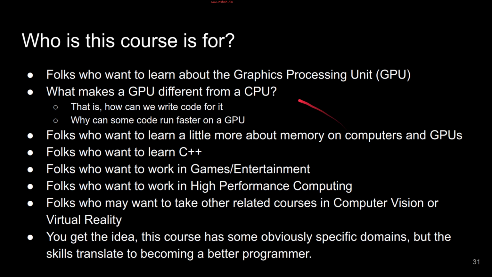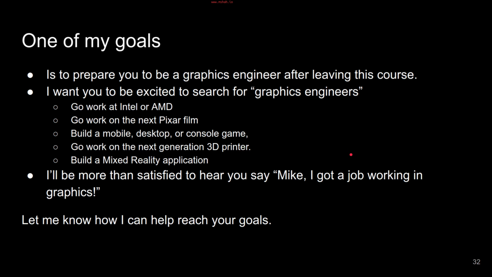Because this course is for people who want to learn about GPU programming, doing graphics. That's where we're going to be moving in this course. So you'll understand a little bit what makes a GPU different from a CPU. Folks who want to learn C++, this is the right course for you. You'll learn about managing your memory. Folks who want to do games and entertainment, other high-performance computing stuff. Maybe you'll go on and do computer vision and these kinds of things. This is what the course is designed for. Any of you folks falling in these buckets here.